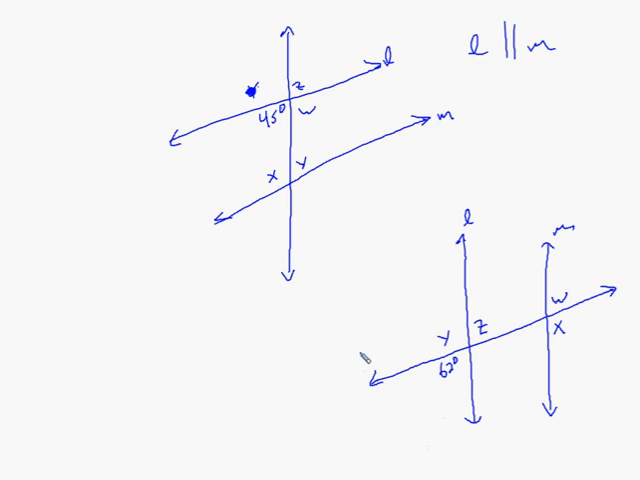What if we know how to get it, we just don't know the term for it? Like, I know that to get X, we do 180 minus 45, but I don't know. These are same side interior. Oh, never mind me.